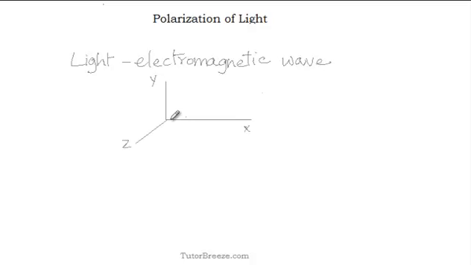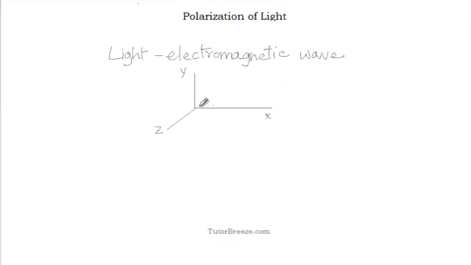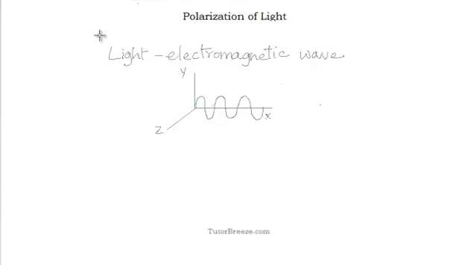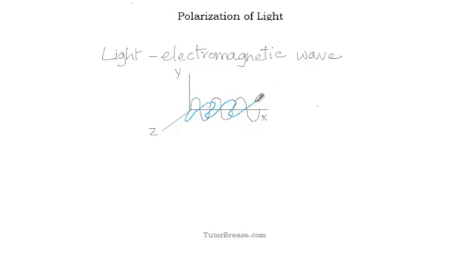So say you have an electromagnetic wave which is traveling in the x direction, and this is the electric field component, and say this is the magnetic field. I'll just draw it over here, and this is in the z direction. So this is the component of the magnetic field which is in the xz plane.